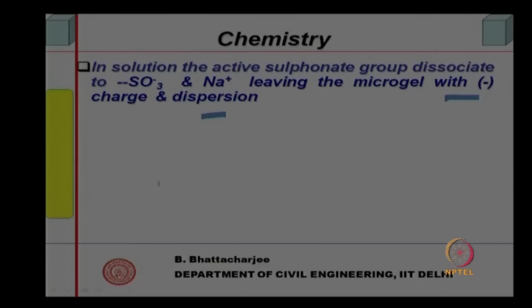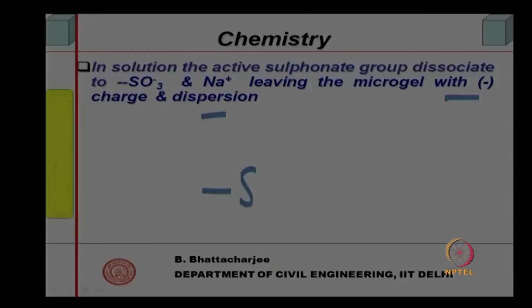The mechanism, of course, we will understand better. So, it is negatively charged. Now, this negative charge ensures its attachment to the cement particle as well, because SO3 Na dissociates and leaves SO3 with a negative charge. This can get attached to the cement particle and induce a kind of negative charge onto the cement particle itself, and thereby cause dispersion. We will look into this in more detail as we follow through.